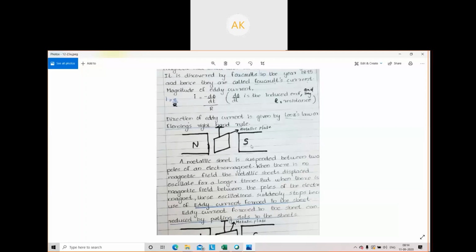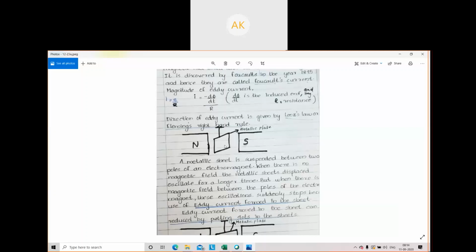But when we switch on the current, what happens? This becomes the poles of the magnet and a magnetic field is set up, and the oscillation is in the magnetic field. So what happened? A current will be induced whenever there is a change in magnetic flux linked with the metallic plate. That induced current will oppose the motion of this metallic plate. That means it will be suddenly stopped.